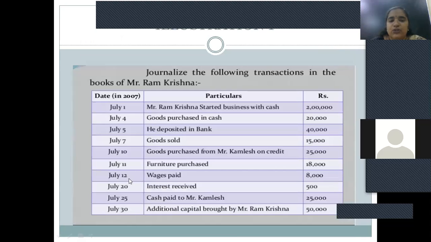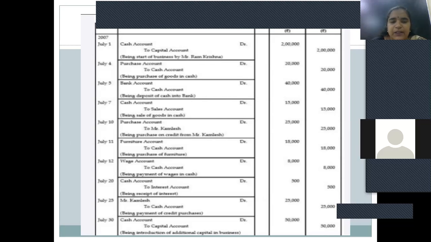Then the next thing, on July 12th, he paid wages. Maybe there are some laborers in his company, so for them he is paying wages of 8,000 rupees. When you are paying wages, what is wages? Wages is an expense and you are paying cash to them. Cash is an asset, wage is an expense. What did I tell you? Expense account is debited, so wage account debit. What is going out is cash, so cash account credit. Being payment of wages made. Wage is a nominal account. As it is an expense, we are debiting it, and cash is going out, so we are crediting it.